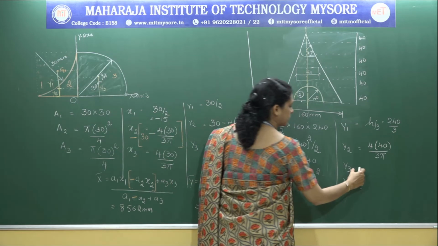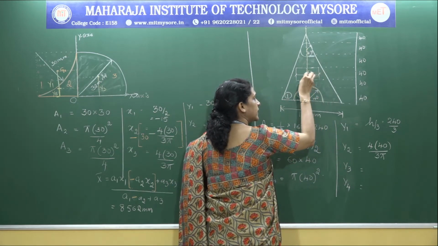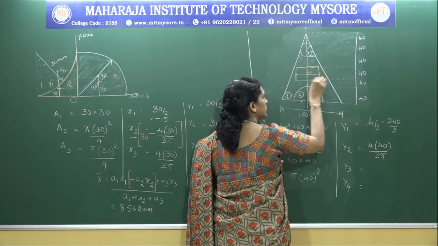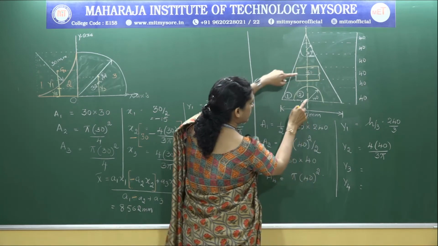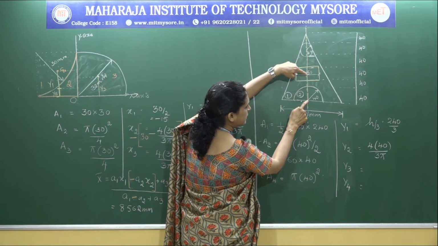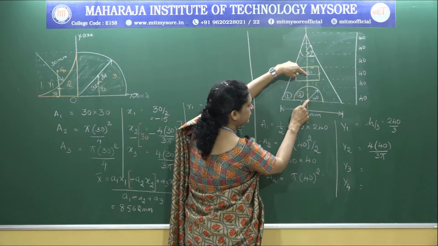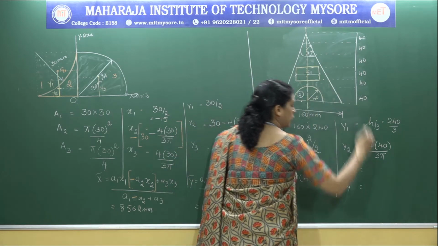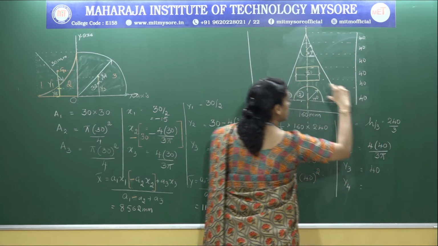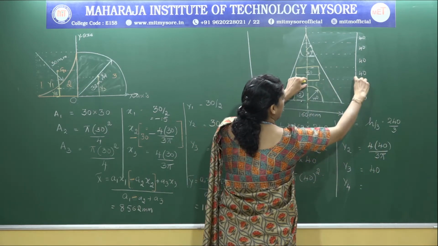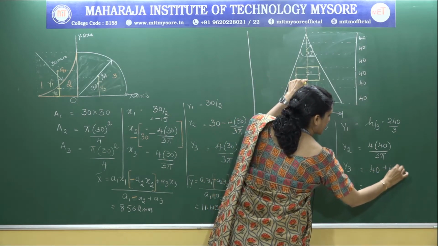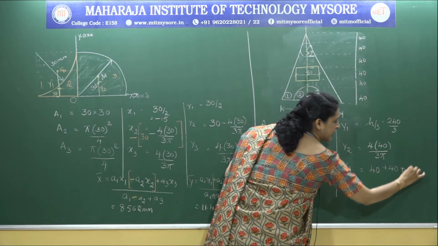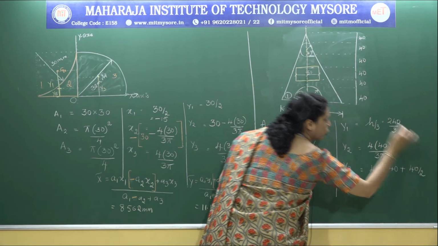Next is the centroid of the third section. So here is the third section. We'll have to consider from the base till the centroid of the third section. So we'll have to mark 40. This is 40 plus 40 plus the centroid of the rectangle. It is 40 by 2.